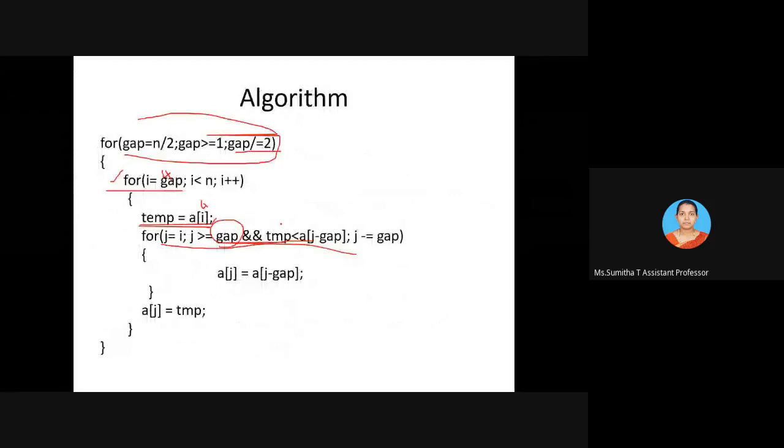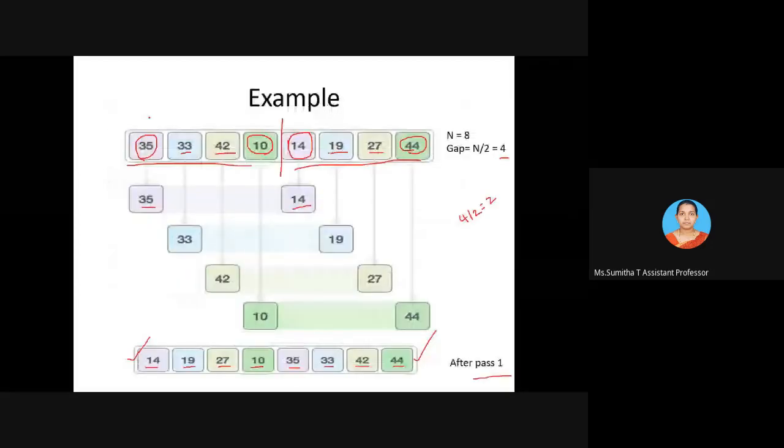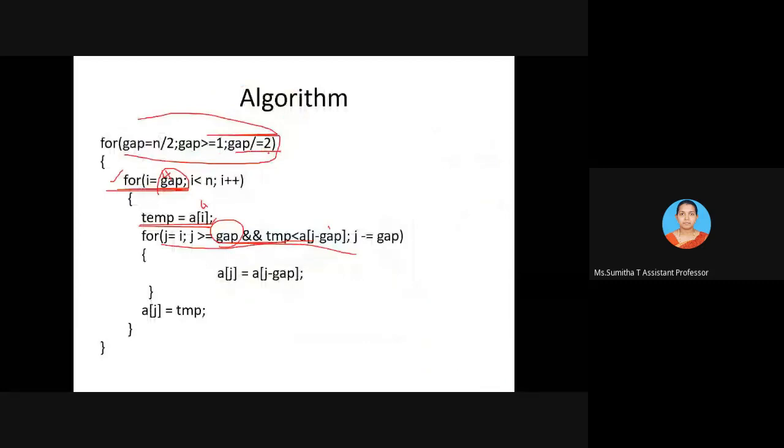Temp is nothing but again the same process. Temp less than a of j minus gap. In insertion it was temp less than a of j minus 1, comparing with the previous one. But we are taking the gap as 4, right? We are comparing the element 35 with the 14. So we go with 0 and a of 4. So that is why we are using the variable gap. Here again j equal to j minus gap.